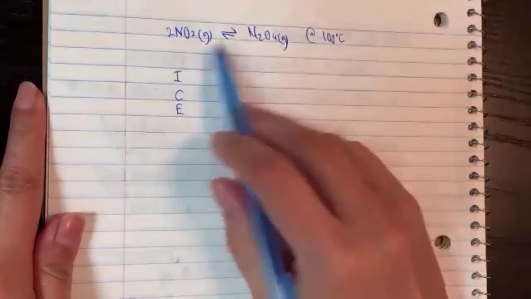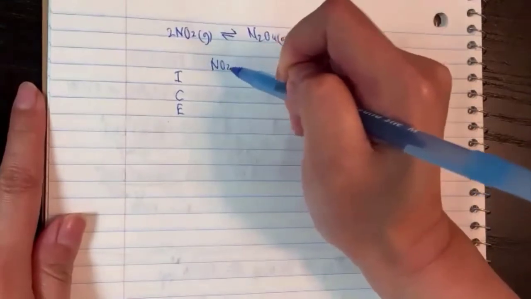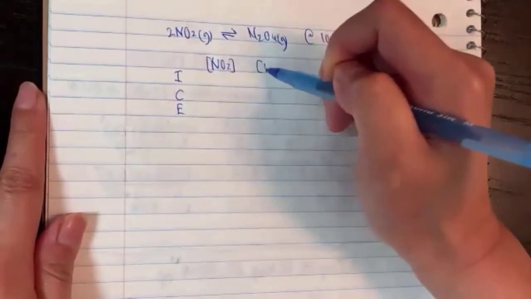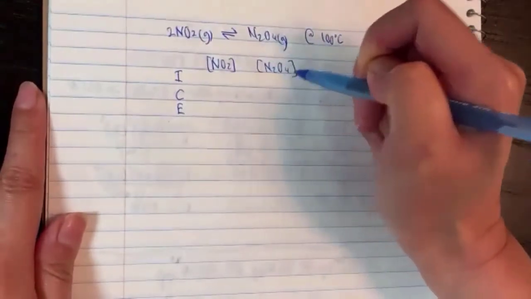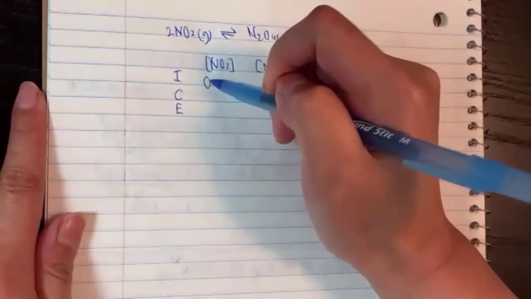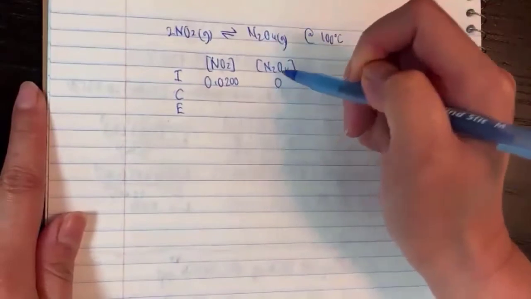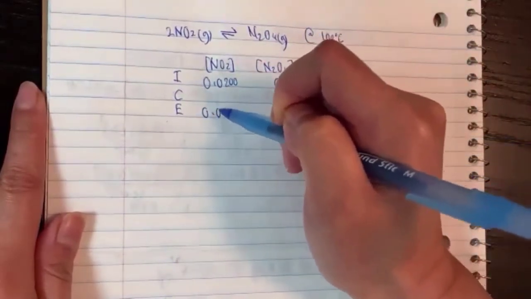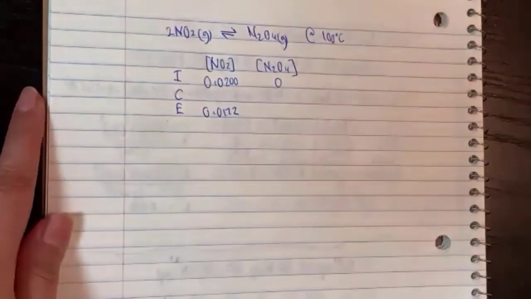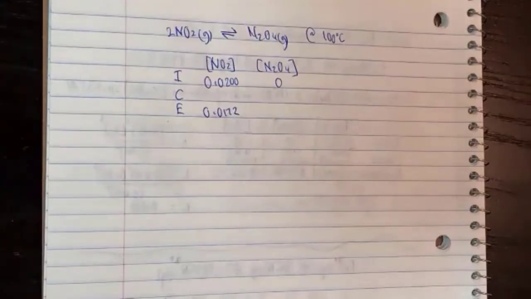And it's NO2 and N2O4. Zero, 0.0200, and that's a 0, okay? And then all they tell you is you have 0.0172 here in equilibrium. So from this information, you have to fill in the blanks.